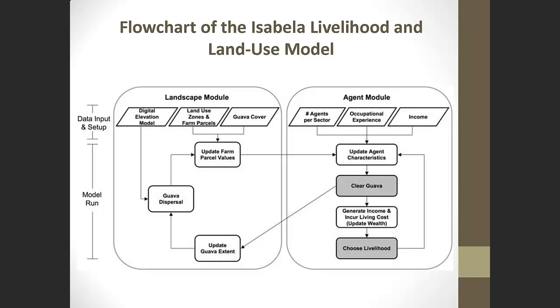On the agent side, we want to allow agents to acquire knowledge, because not anybody can move into tourism. Pretty much you have to have English. You have to make that transition. There are other requirements, of course. And so we wanted to be able to update our agent characteristics. We wanted to begin to look at the nature of guava. We wanted to begin to look at the accumulation of wealth by household agents, particularly as they tried to maintain flexibility to change between job sectors.